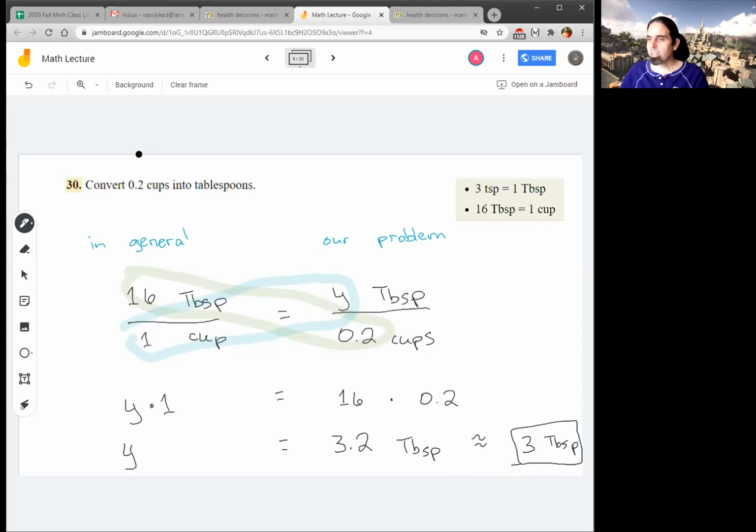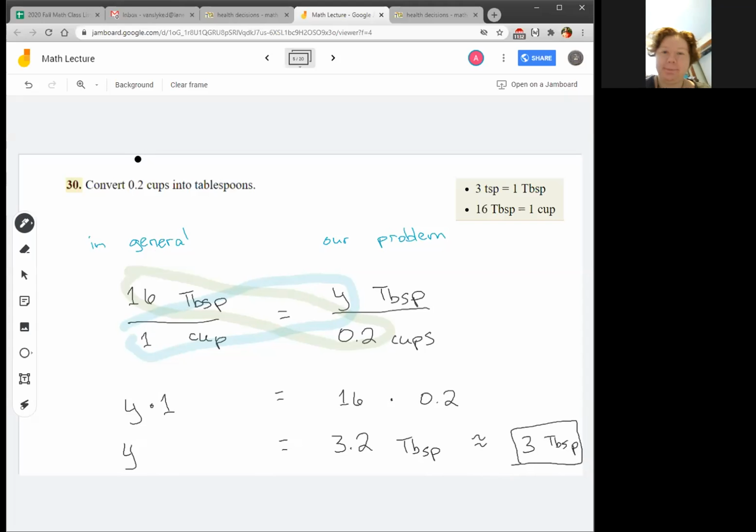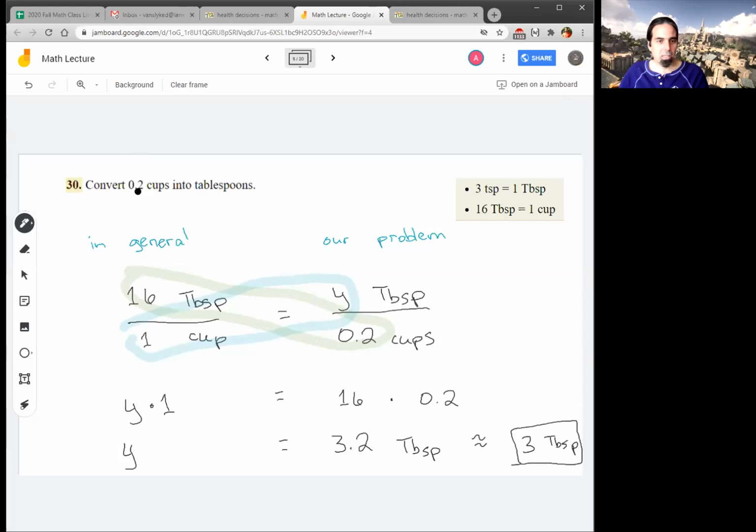Okay, questions about that one? Nope. Okay, is this answer reasonable? If we had a whole cup, we'd have 16 tablespoons. We just have 0.2, which is a fifth if you know that, but a small part of a cup. So we have less than 16. Yeah, that makes sense.